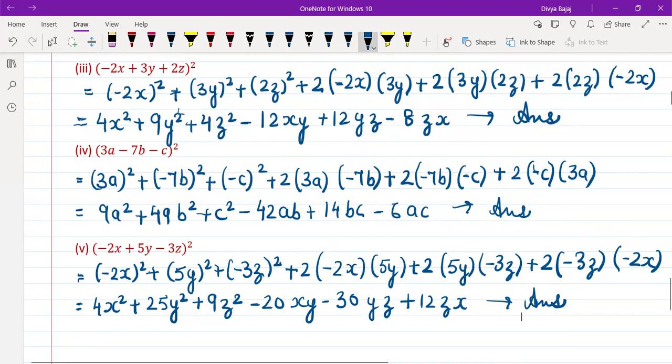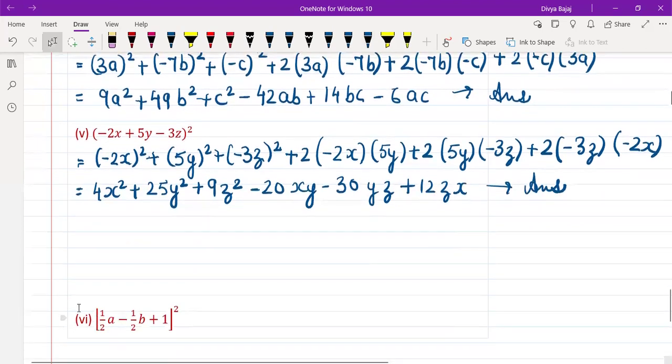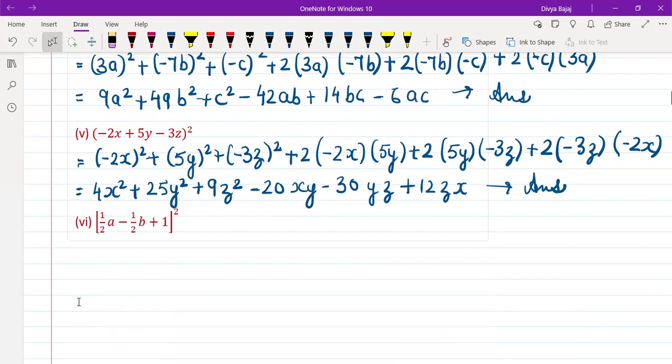Let's look at the last part of the question, which is a little different because we are given it in the form of fractions, but the way is exactly the same because we are going to use the same identity. This a is 1 by 2 of a, b, the middle term is minus 1 by 2 of b, and c is 1. So let's solve it.